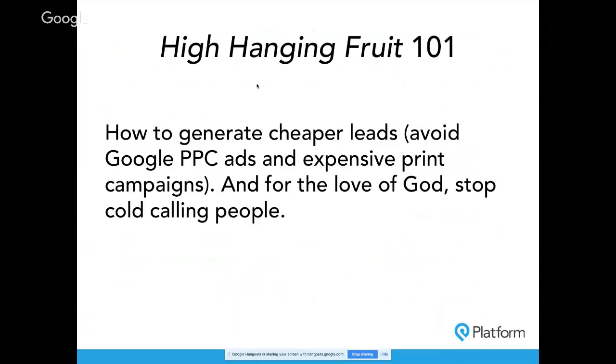So when we talk about high-hanging fruit, the first thing we have to get clear on when we start generating leads is what's not working, right? Why do most agents struggle so much with their lead generation? The reason has a lot to do with the macro economy and supply and demand.